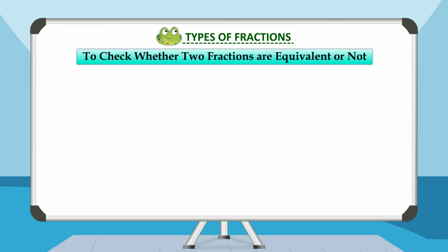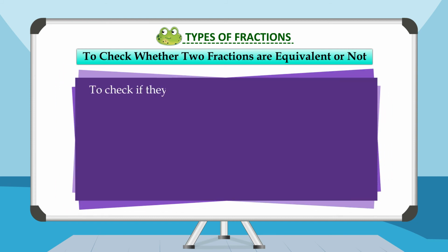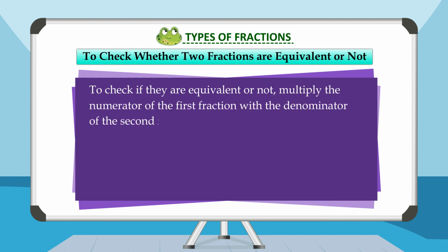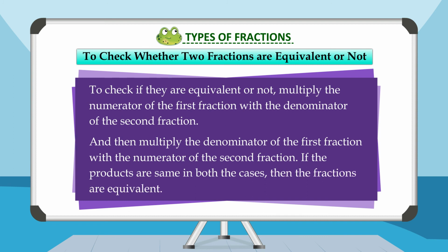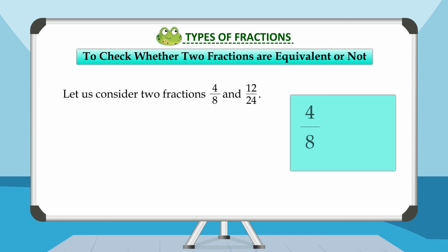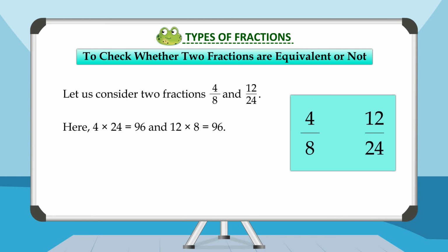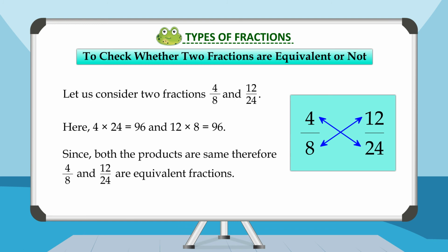To check whether two fractions are equivalent or not, multiply the numerator of the first fraction with the denominator of the second fraction, and then multiply the denominator of the first fraction with the numerator of the second fraction. If the products are same in both the cases, then the fractions are equivalent. Let us consider two fractions, 4 upon 8 and 12 upon 24. Here, 4 into 24 is equal to 96, and 12 into 8 is equal to 96. Since both the products are same, therefore, 4 upon 8 and 12 upon 24 are equivalent fractions.